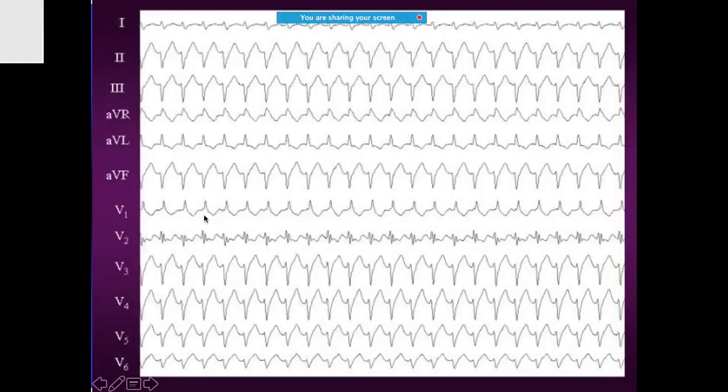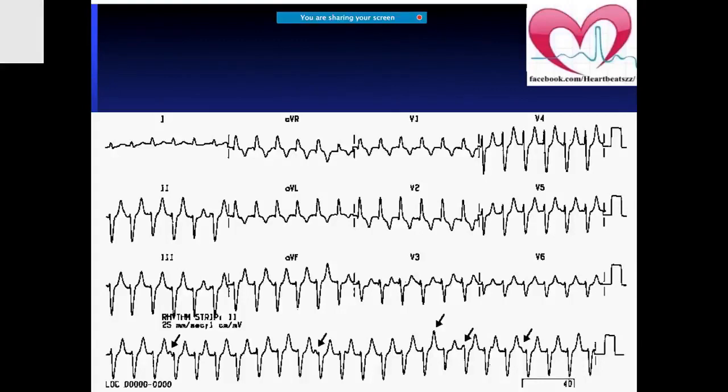So you notice V1 is positive, V6 is negative. So it is right bundle branch block. And then, okay, I won't take you to the type of VT. I'll just tell you this is VT. This ECG, I think I already showed it to you.